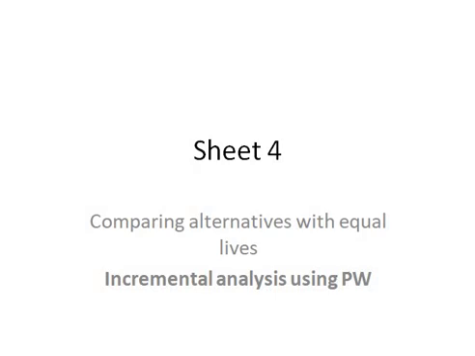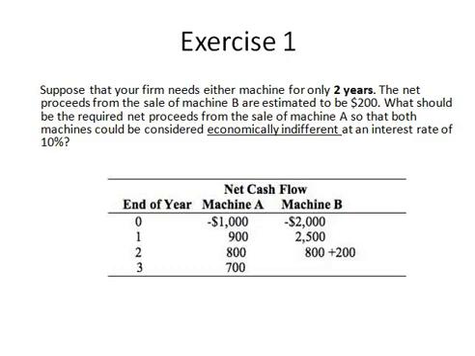Today we want to solve exercises related to comparing alternatives with equal lives, but we're going to use the method of incremental analysis using present worth. Let's begin with the first exercise. Here we have two options, machine A and machine B. Now we are not dealing with one project, we are comparing between two alternatives.